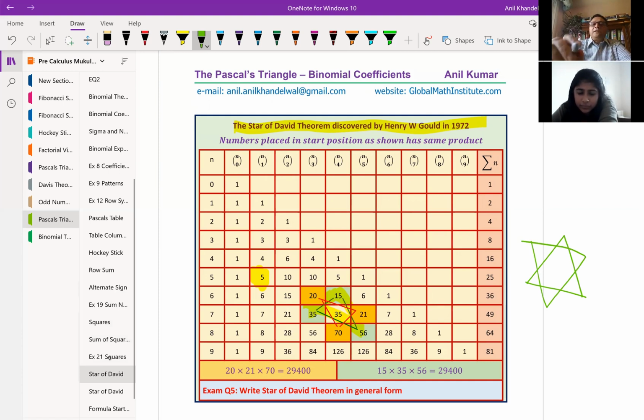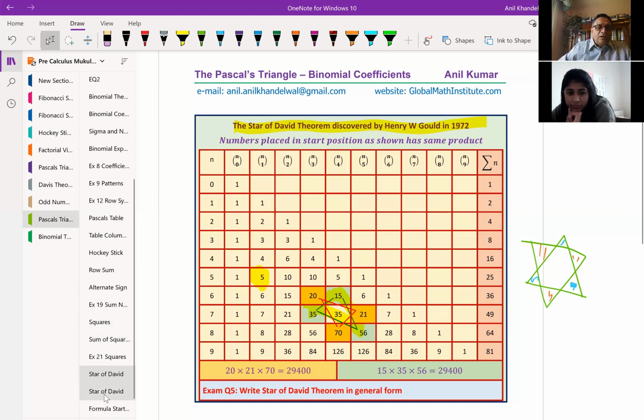If you make a star pattern, you will notice that the product of elements in these is the same as the product of elements in those. That is what the star pattern is. So you can try it out. Patterns are very interesting. As I've shown here, 35 times 15 times 56 is the same as 20 times 70 times 21. The shaded green and shaded orange, their product is exactly the same. That is the star pattern which you can explore.